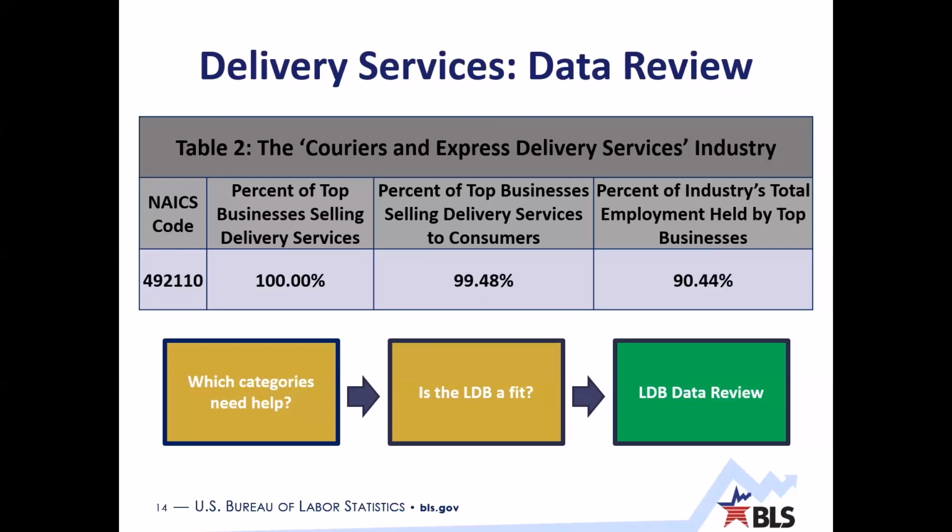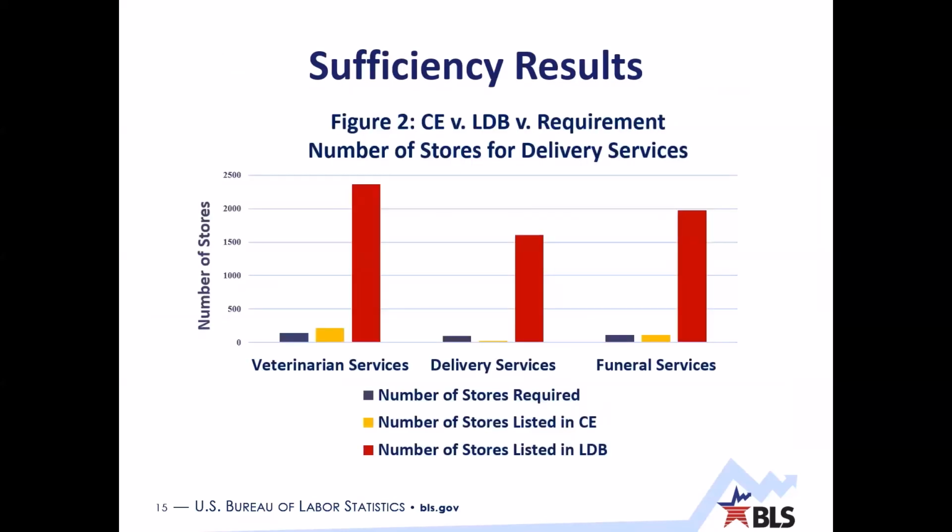99.48% of those that we looked at sold specifically to consumers, and all of them sold delivery services. And finally, top businesses listed in CE are also listed in the LDB here, so the LDB is representative of our current sample as well. With the LDB, we got enough stores to be representative, and furthermore, for delivery services, the number of stores listed in the LDB was nearly 85 times as big as it was from just what respondents had listed.